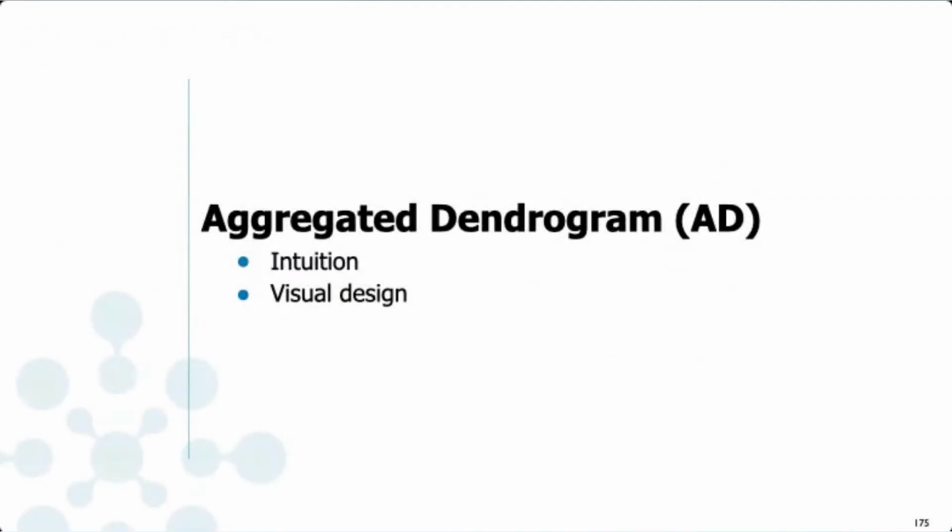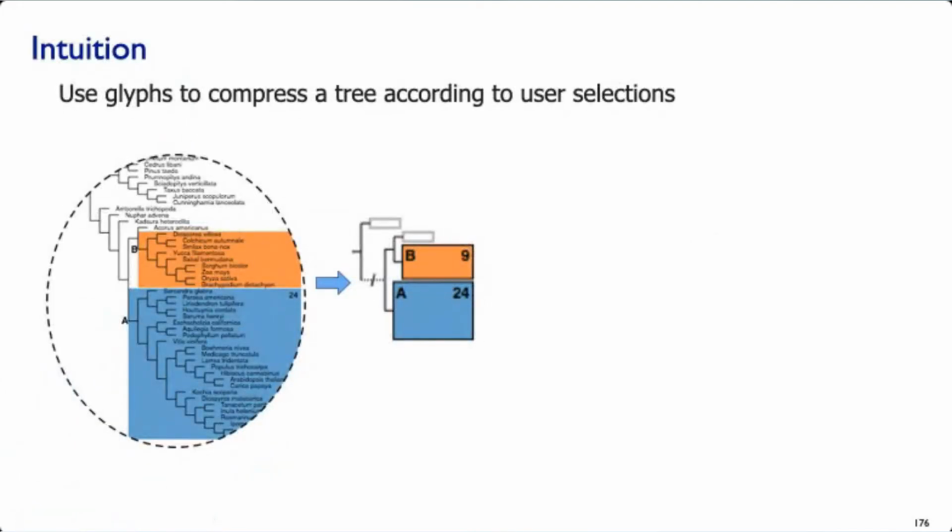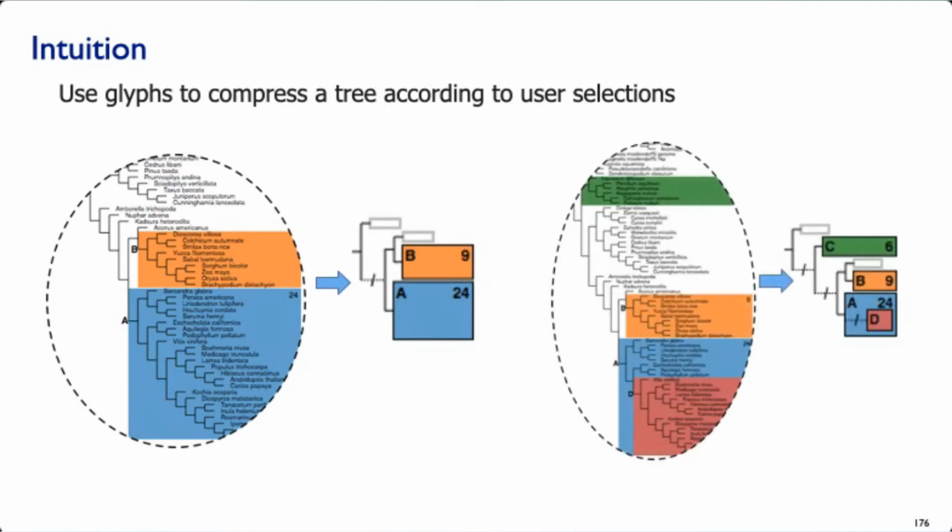The idea with this aggregated dendrogram design, and I'll give you the intuition for that, is we wanted to compress a tree according to sections that the users explicitly said they cared about. Here on the right, we've got this glyph-like representation of tree structure, and let me quickly walk you through that. Here the user selected more blocks, and we're seeing a different glyph structure. So what is that glyph structure?